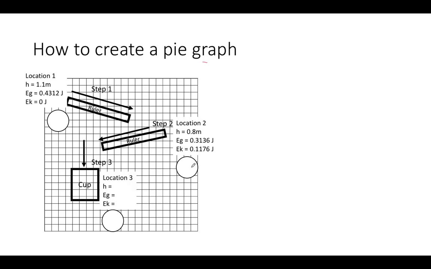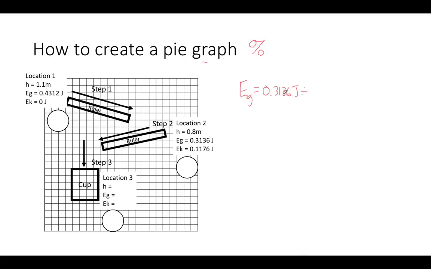So the first thing we want to do is to find the percentage of each energy, and it's like finding the percentage you got on a quiz. If you got an 8 out of 10 on a quiz, you got an 80%. But how do we do that? Well, let's start with gravitational potential energy. To find that percentage, we take the value. So in my case, 0.3136 joules, and we need to divide it.